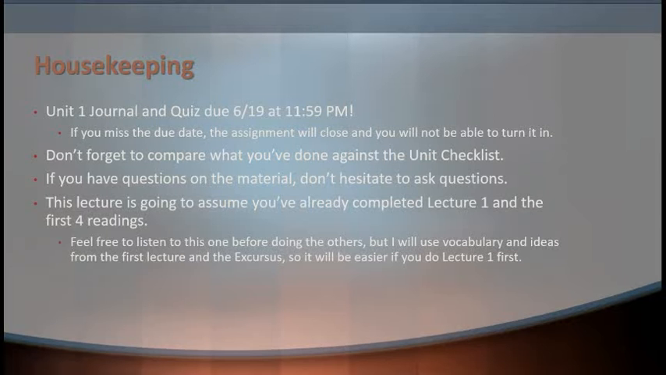In case you haven't noticed, or in case you've forgotten, the Unit 1 journal and quiz are both due at the end of this unit, 6/19, at 11:59 p.m. If you miss the due date, remember, the assignment will close and you will not be able to turn it in. I don't care when you get it done, so long as it's done by June 19th at 11:59 p.m. That should be Sunday night, I believe.